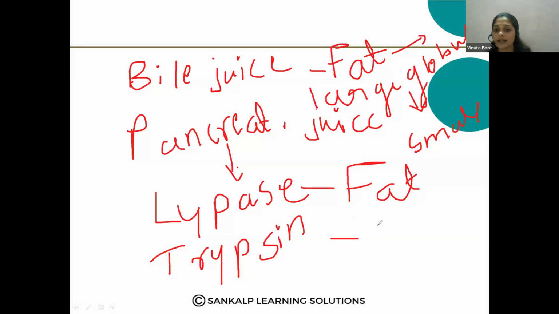And trypsin acts on the digestion of the protein. Very important. Trypsin helps in the digestion of the protein and lipase helps in the digestion of the fat. Okay, then last, the walls of the small intestine release the intestinal juice. Okay, intestinal juice.